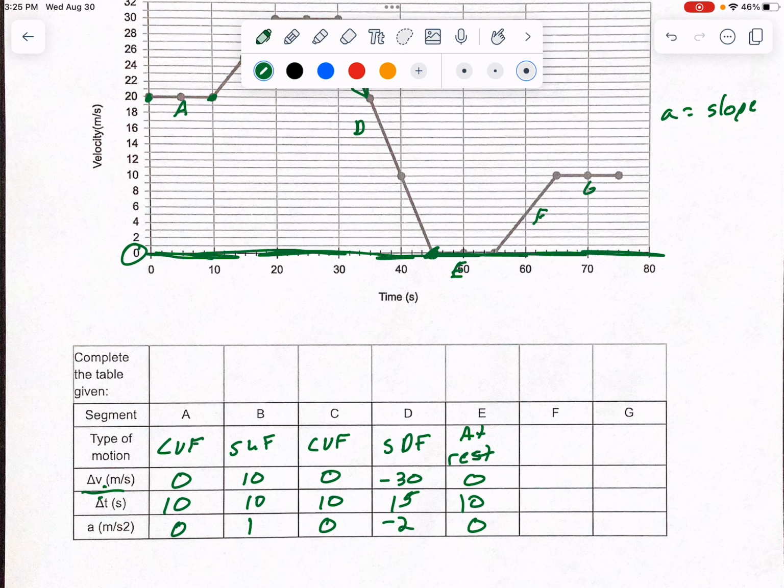Now F, we start going back away from 0, so we actually start speeding up forward again. Our final velocity was 10, and we started at 0, so 10 minus 0 is 10. It took us 10 seconds to do that. So 10 divided by 10 gives us 1 meters per second squared. And then G, we're back at a constant velocity forward. Our change in velocity is nothing because we stayed at 10 meters per second the entire time. How long was it? 10 seconds. So 0 divided by 10 gives me an acceleration of 0.